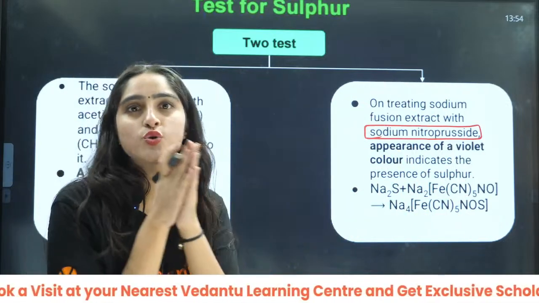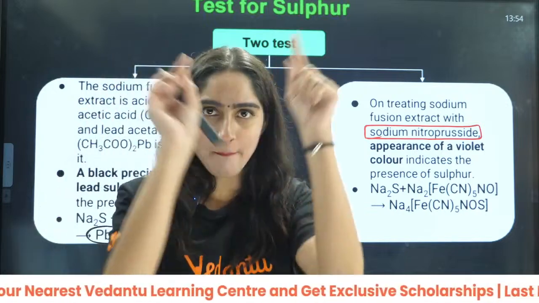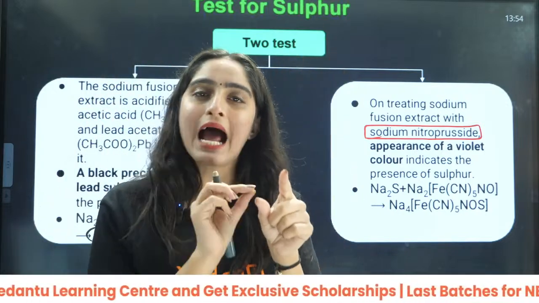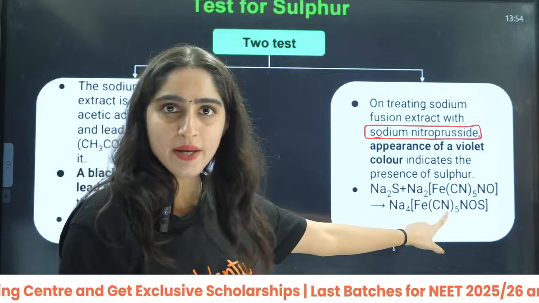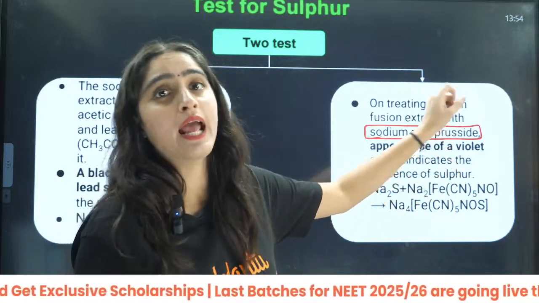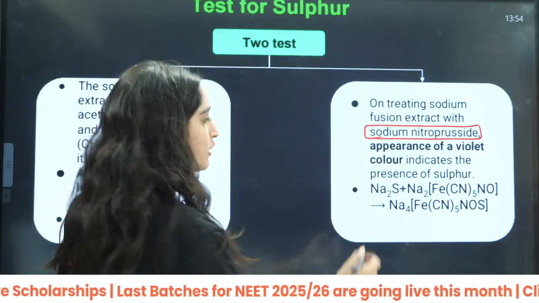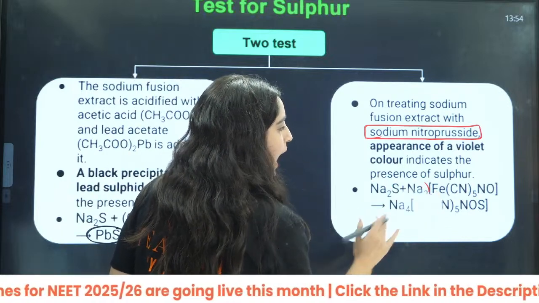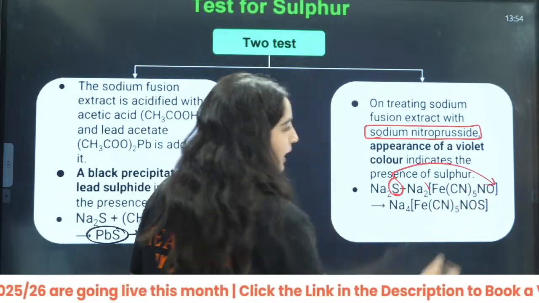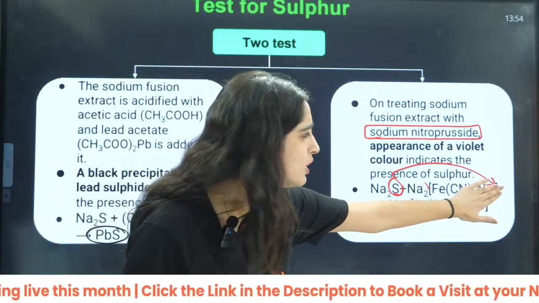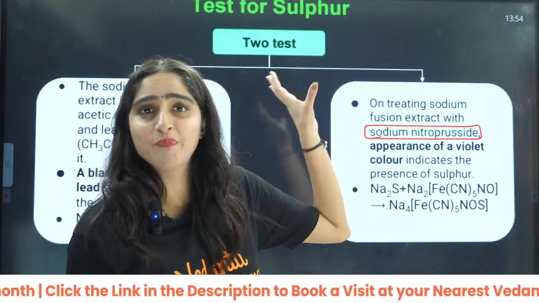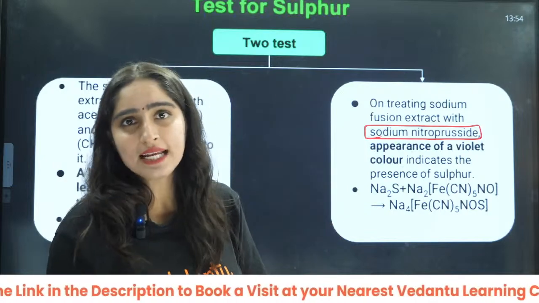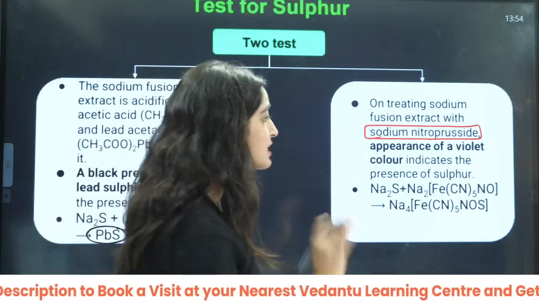What is the formula of sodium nitroprusside? Na2[Fe(CN)5NO], right? After that, what will happen? This Na2 will combine together to form Na4 and this S will go inside the bracket, that is called Na4[Fe(CN)5NOS]. This is just to learn these reactions, right?